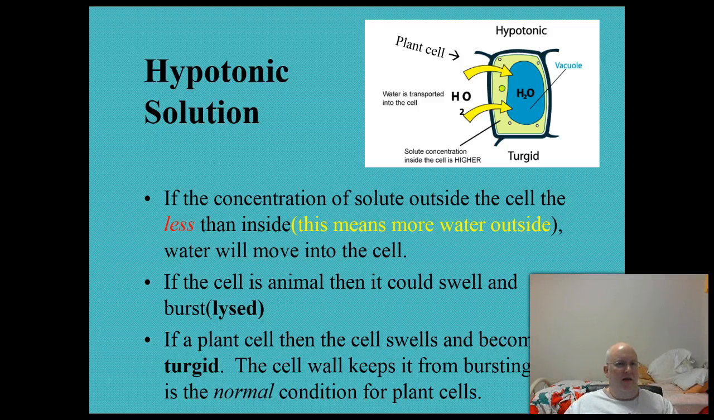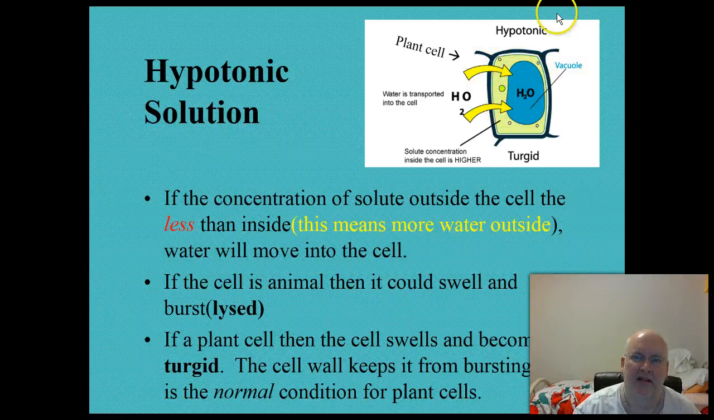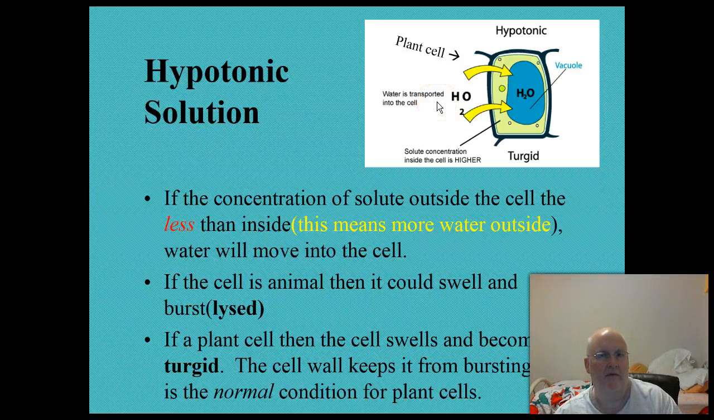Now, what happens if you put a cell in a hypotonic solution? This is the cell in which the concentration of dissolved stuff outside the cell is less than inside the cell. So hypo means less than or under. A hypodermic needle, which you get a shot with, injects some material or the medicine under the skin. Hypodermic, under the skin. So in this case, this plant cell is placed in a solution or an environment in which there's very little dissolved stuff outside. There's a lot more dissolved stuff inside.